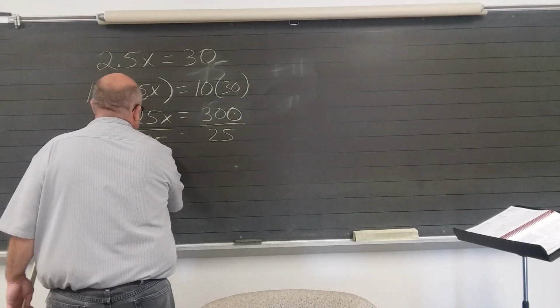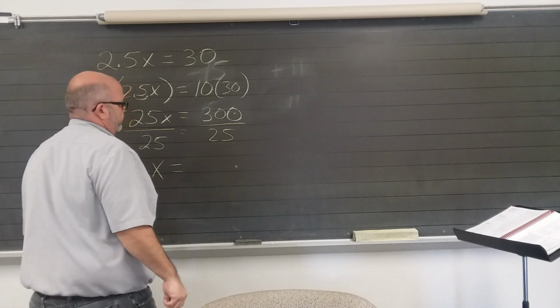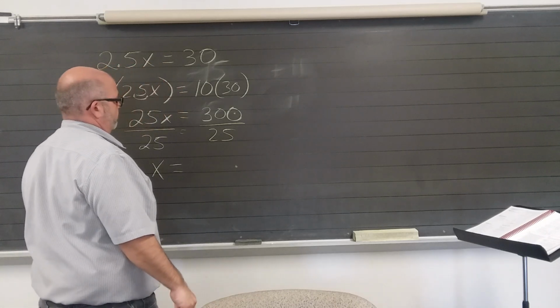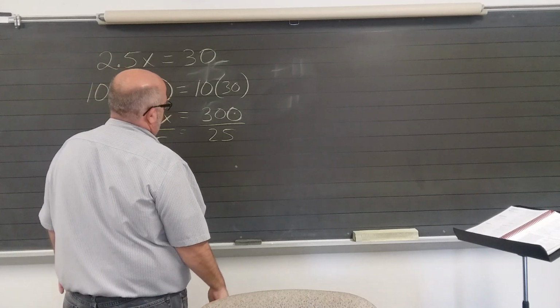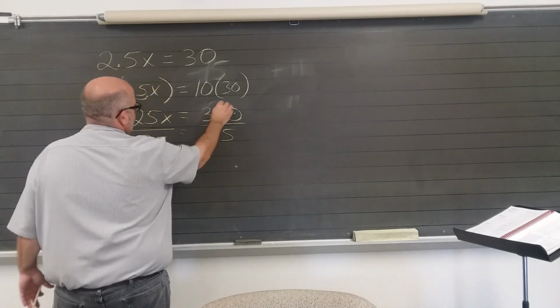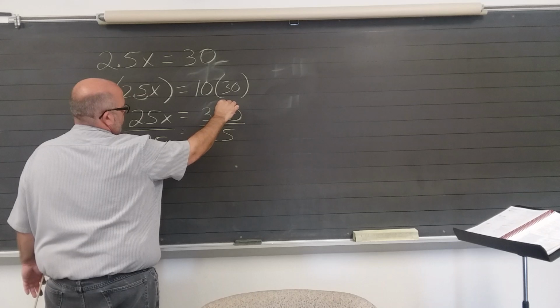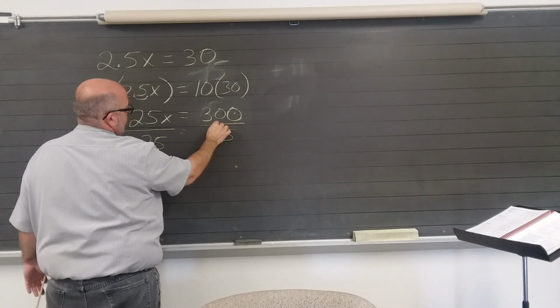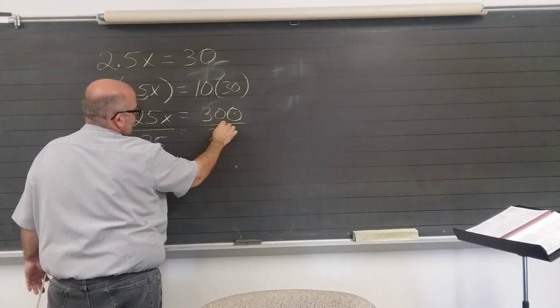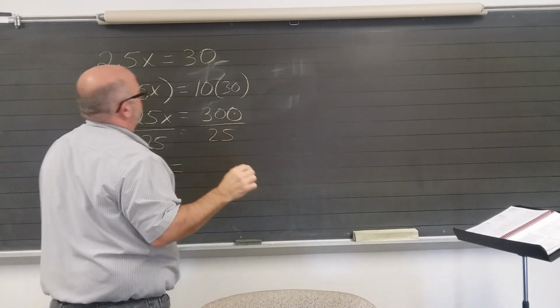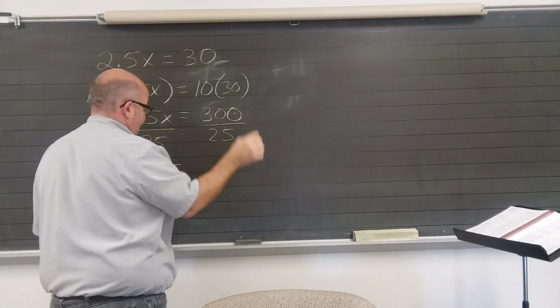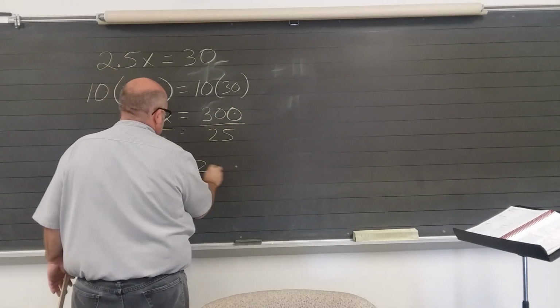And that will be x equals, 25 into 30 is 1. That'll be 5, 50. 25 into 50 is 2. So it's going to be 12. X equals 12. All right?